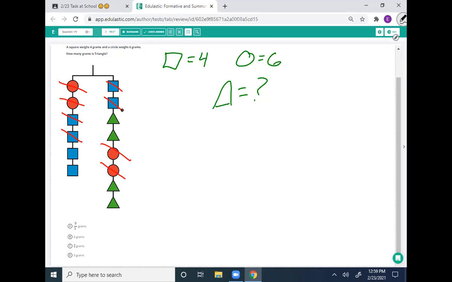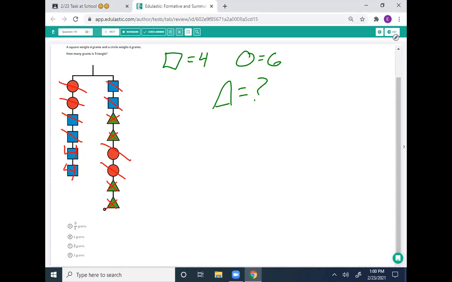What am I going to label the squares here? How much are they each? 4. Okay, what are we going to label our triangles? We don't know what they are, so we call them X. Very good. And I'm just going to put a little X over them. Okay, so I have some X's, I have some values.